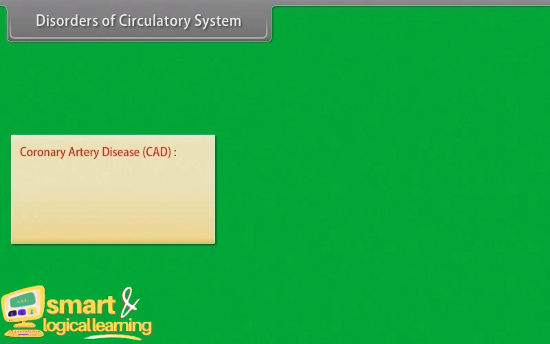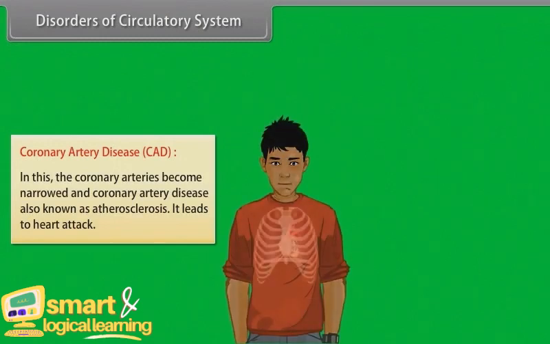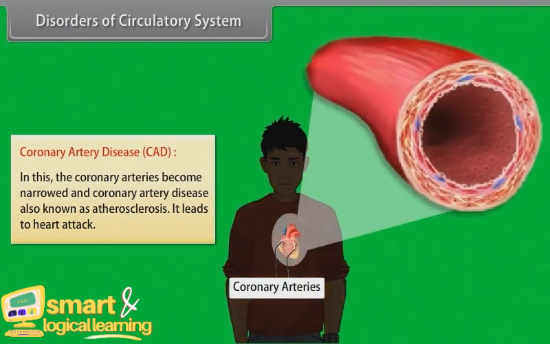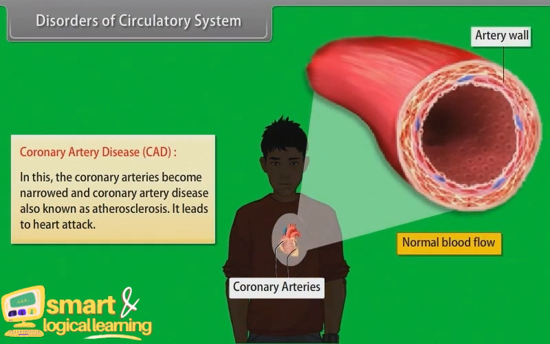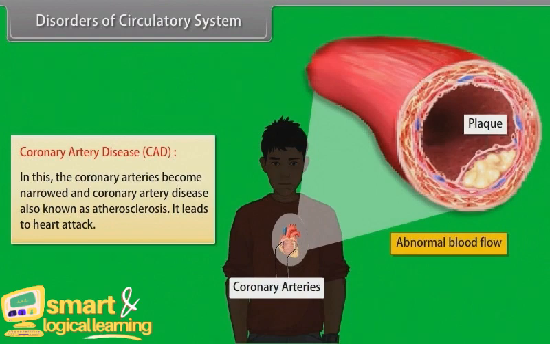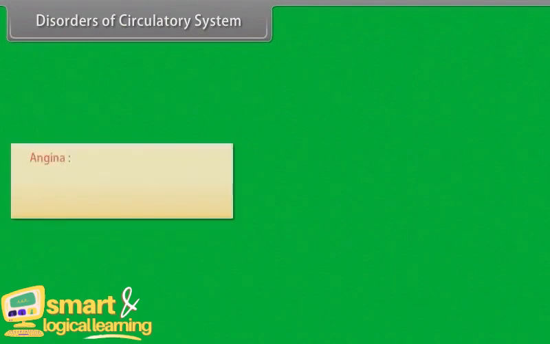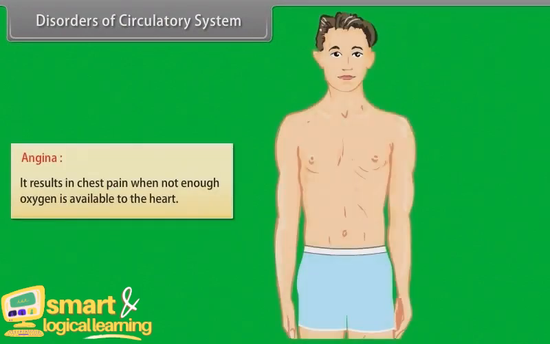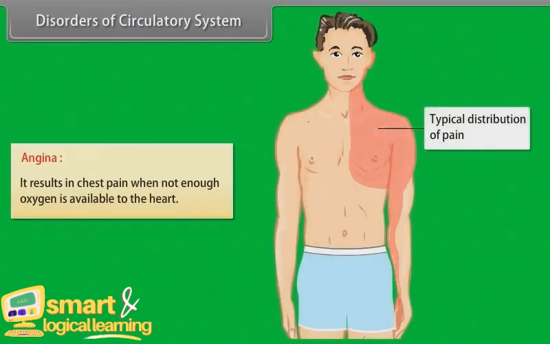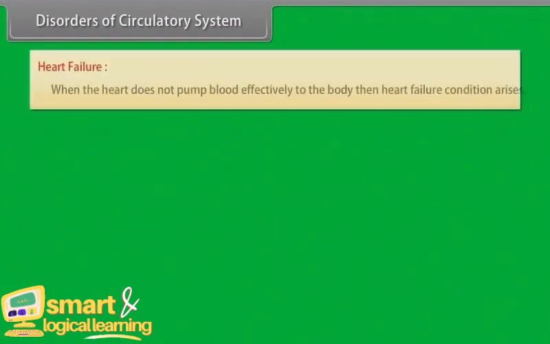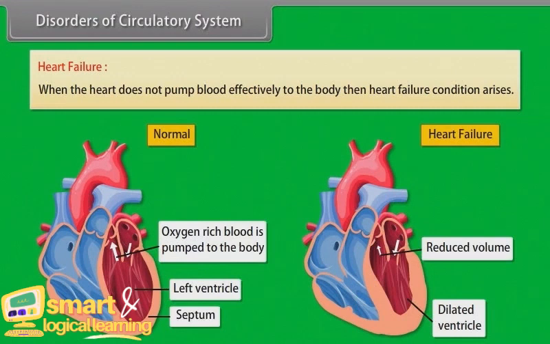Coronary artery disease or CAD. In this, the coronary arteries become narrowed, and coronary artery disease is also known as atherosclerosis. It leads to heart attack. Angina. It results in chest pain when not enough oxygen is available to the heart. When the heart does not pump blood effectively to the body, then a heart failure condition arises.